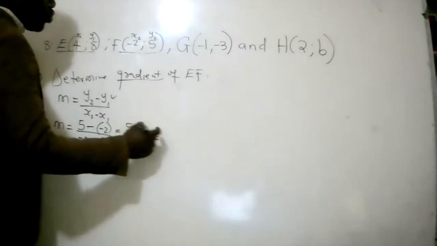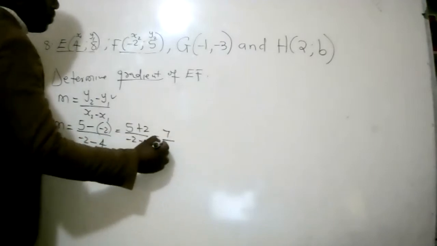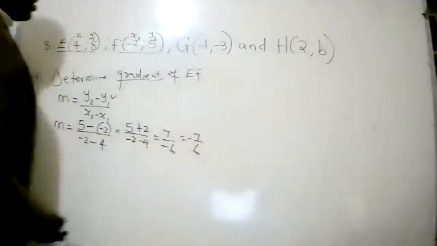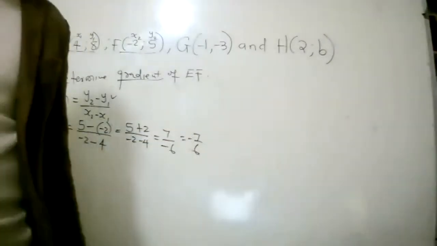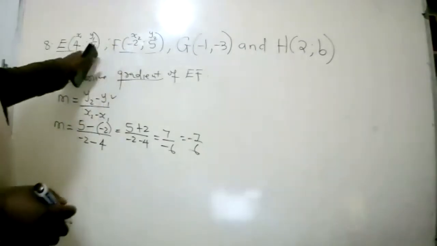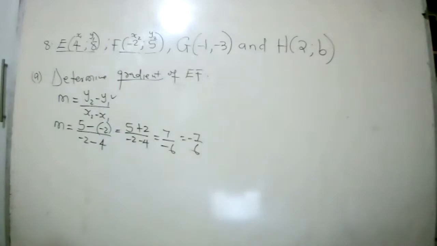So we can add these two numbers. We're going to get 7 divided by negative 6, which is the same as negative 7 over 6. And that is the gradient of these two given points or given coordinates. Let me know if we are together. Did you all understand how we have answered the first question there?